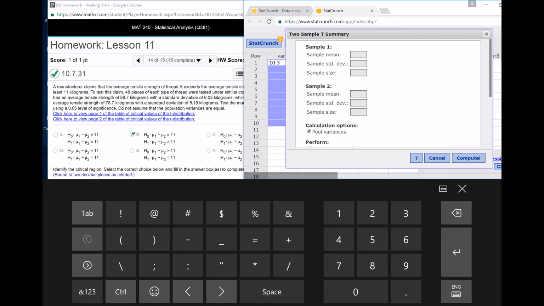Sample 1 mean value is what? Average is 88.7. Standard deviation 6.03. Sample size both are 48. Second one, 78.7. Standard deviation 5.19. Sample size 48. Compute.